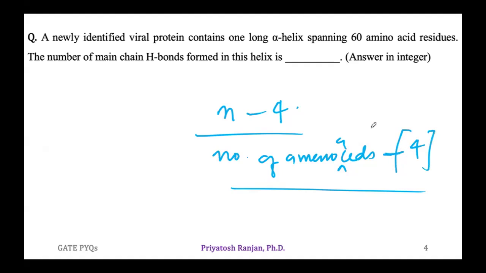The reason being, either I'm considering the CO group of the ith amino acid or the NH group of the ith amino acid, in all these cases, the terminal amino acids will not have a potential hydrogen bonding partner. And what is the number of those terminal amino acids? Those are 4. So answering this question, the number of main chain hydrogen bonds formed in this helix is going to be 60 minus 4. And that number is going to be 56.